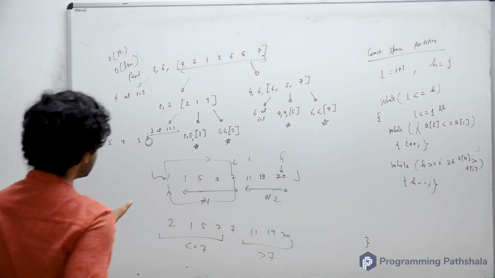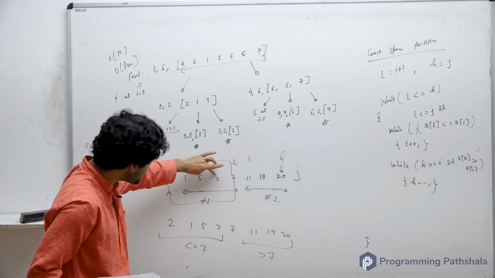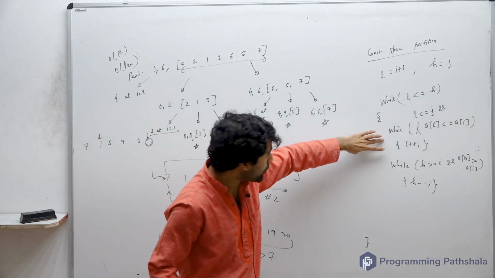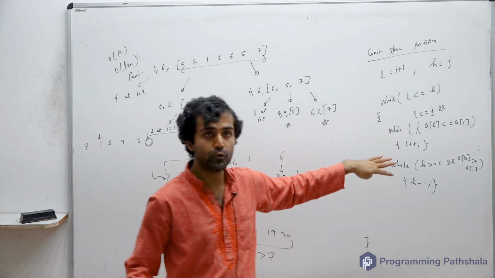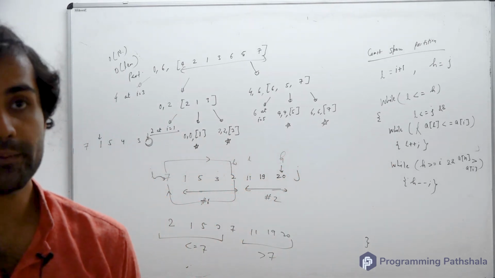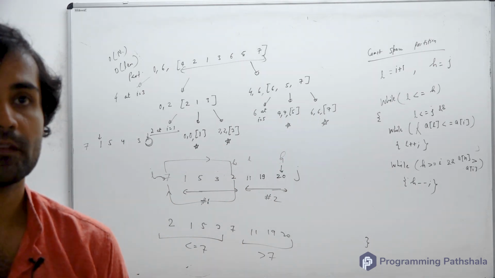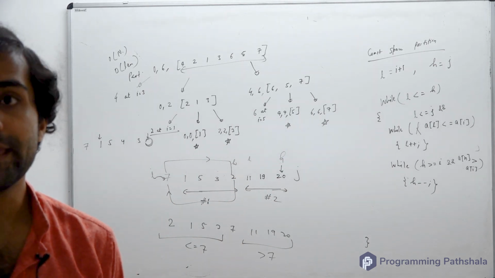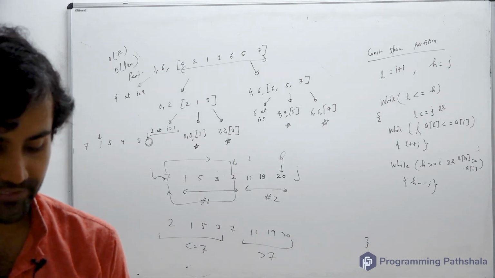Now what would happen is that L would have reached somewhere, H would have reached somewhere. So this for loop and this while loop, both of these would have got over. So what would you do now? To unblock it, to run again? Yes, you would swap what with what? You would swap A of L with A of H.